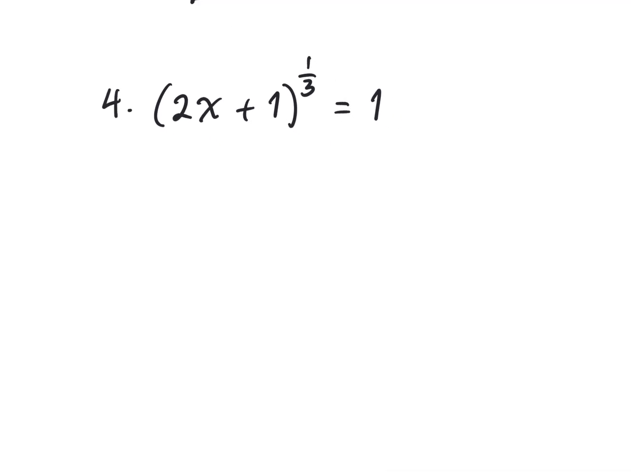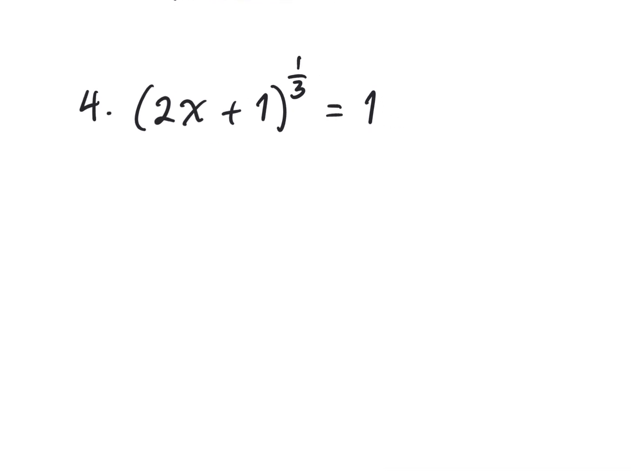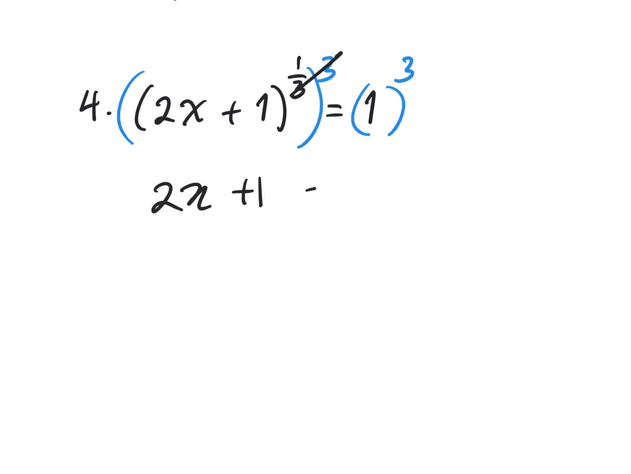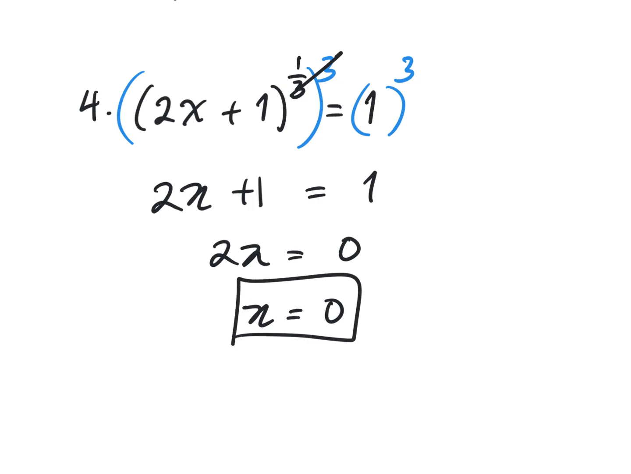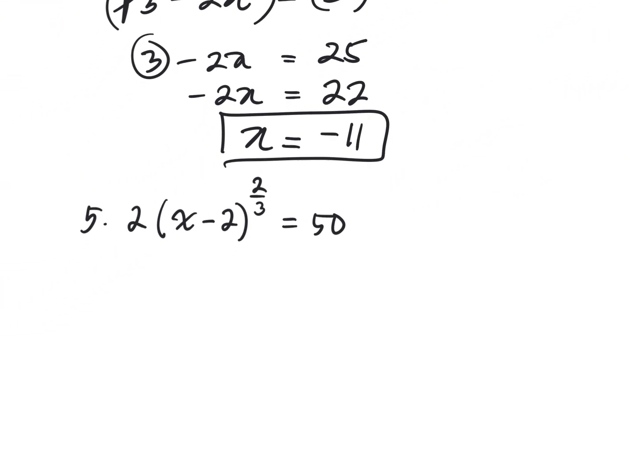Okay, number 4. The same approach earlier. The very first thing we're going to do here is just to raise both sides by 3 again. Okay. So what is left in here, this will be cancelled out. 2x plus 1 is equal to 1. 2x is equal to 0, therefore x is equal to 0. Okay, as simple as that. Okay, let's go for number 5.